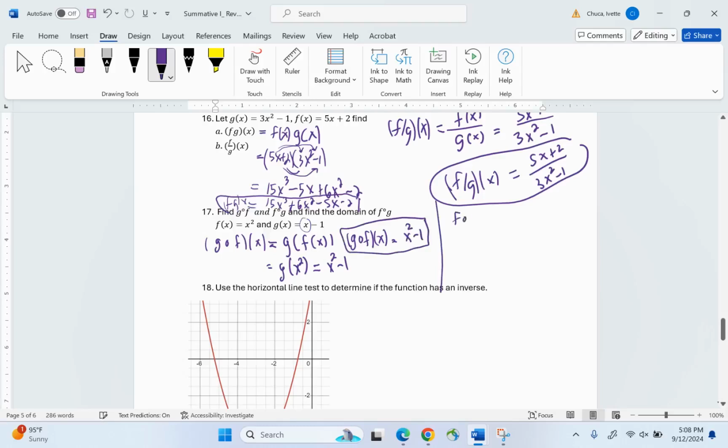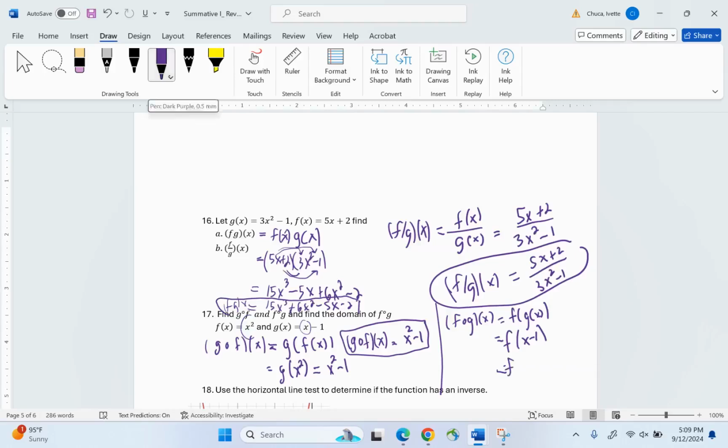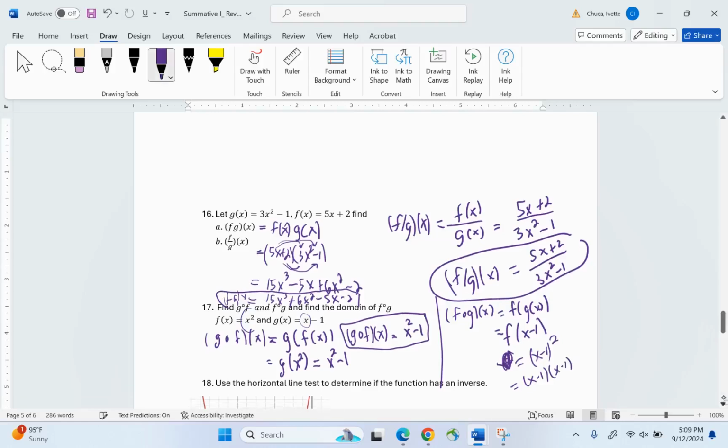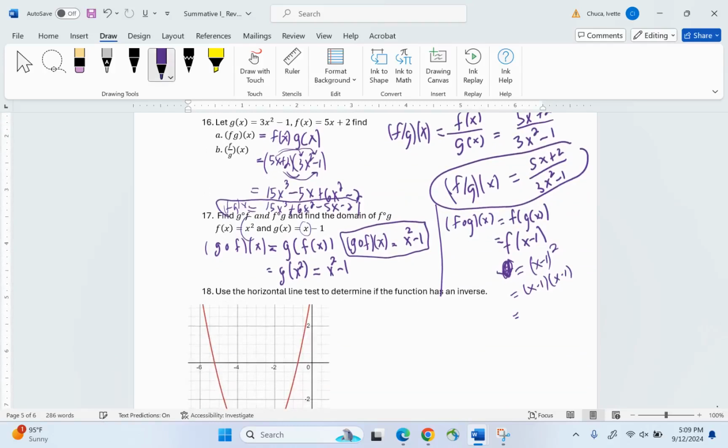And then the second one is f composed of g of x. So this is the same as f of g of x. So here, g of x is x minus 1. So anywhere we see an x for the function f, we're going to substitute our number. Okay, so anywhere we see an x, we're going to plug in x minus 1. So we're going to have x minus 1, and then that's squared. And then we need to multiply it out. So we end up with x times x is x squared minus x minus x plus 1. So we get x squared minus 2x plus 1. So that's going to be the composition of f of g.